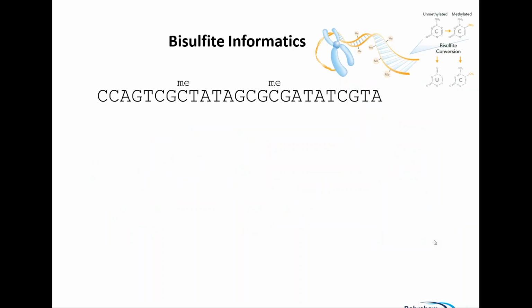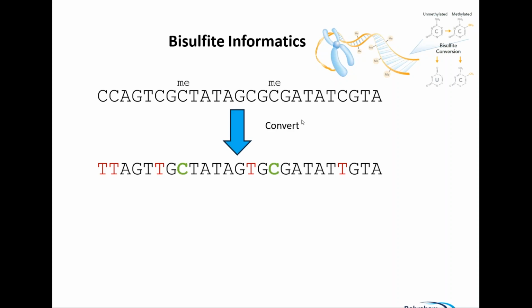So if you want to do bisulfite informatics, it's actually rather simple. Let's assume we have a sequence like this, and we have two residues here and here that are methylated. We convert the DNA with sodium bisulfite. We do a C to T conversion of all the unmethylated residues, as you can see here. However, the methylated residues, they remain cytosines.